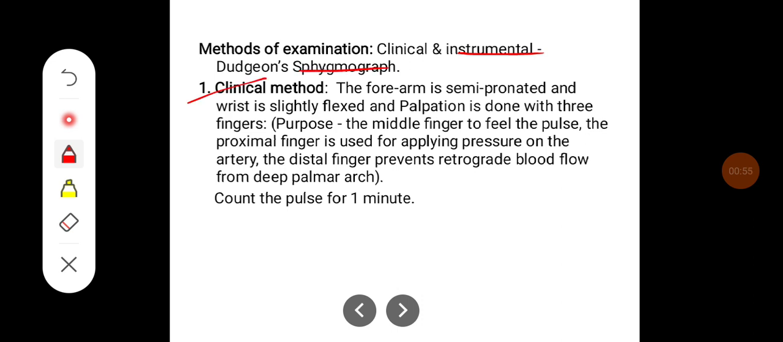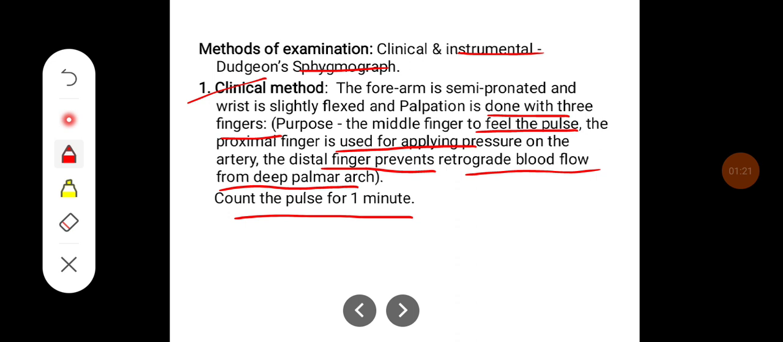In the clinical method, the forearm is semi-pronated and the wrist is slightly flexed, and palpation is done with 3 fingers. The purpose of the different fingers: the middle finger is to feel the pulse, the proximal finger is used for applying pressure on the artery, and the distal finger prevents the retrograde blood flow from the deep palmar arch. The count of the pulse is done for 1 minute.